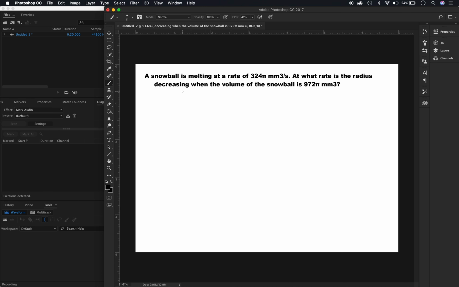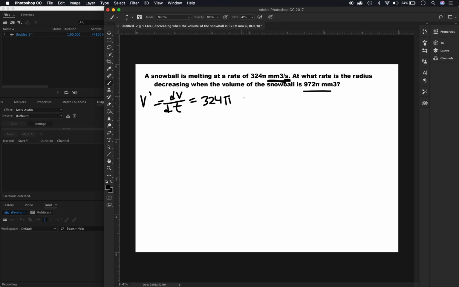So we're going to begin. A snowball is melting at a rate of 324 pi mm3/s. So already, look at that. That's a volume, and then that's a time. So that's V prime, and V prime is basically just dV over dt, which is the derivative of V in terms of t. So already they've given us that, 324 pi. At what rate is the radius decreasing when the volume of the snowball is whatever that is?